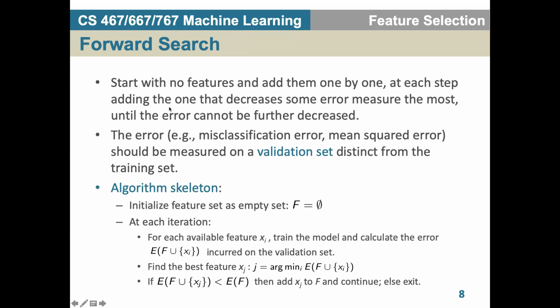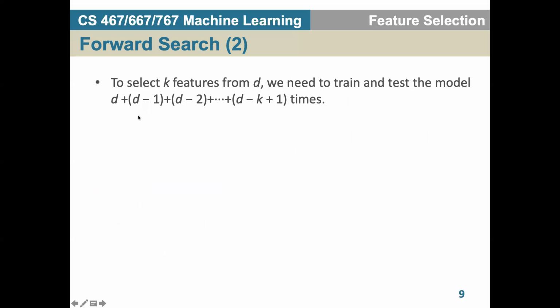That's how many times you train your model. For example, the first time, for each of the d items you train a model, so you train d models. The second time you train d minus 1 models. Even though there's no guarantee of optimality, since this is a greedy method, it still works in most cases.